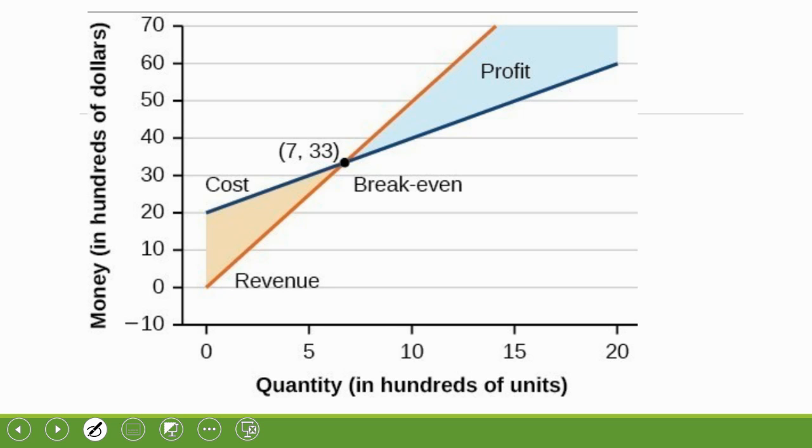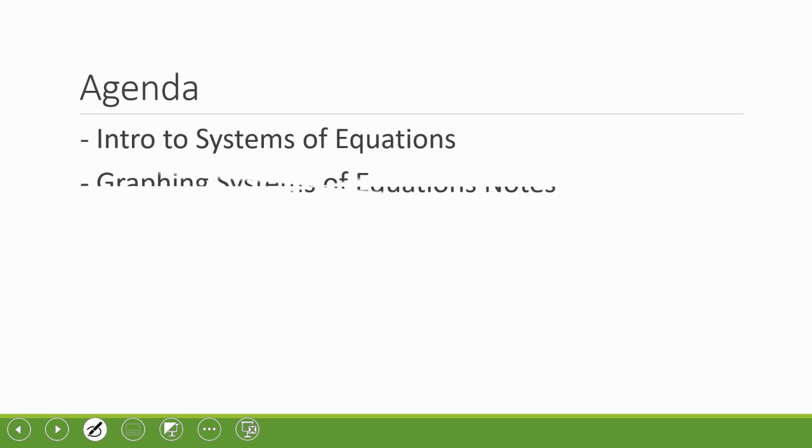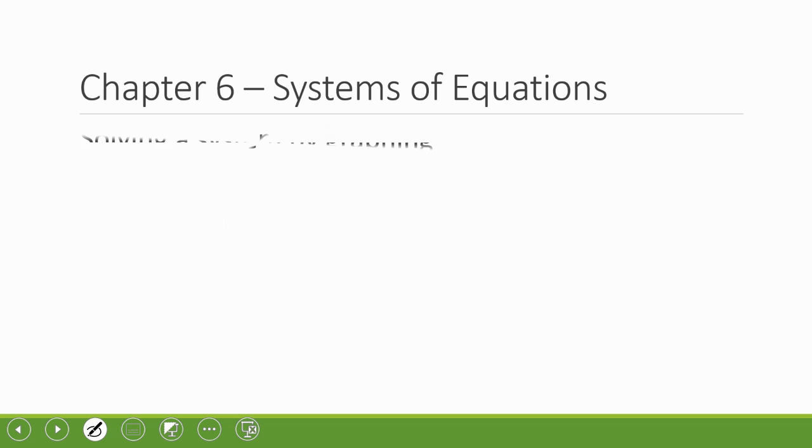Here's another example. There's a class called economics that some of you will take, where you find out where profit happens. And if you ever have a business, your break-even point is where you don't make any money, you don't lose any money. Anything after that is profit. So today, we're going to learn how to solve systems by graphing. We're going to practice, and there's a Canvas quiz.